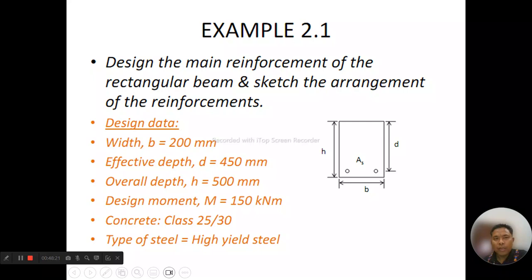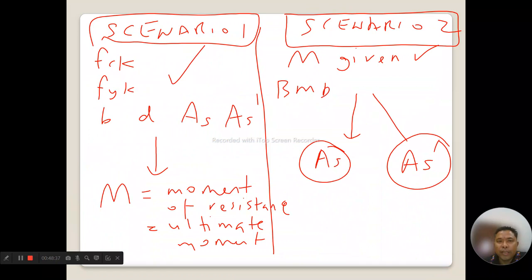Okay. Design the main reinforcement. This word meaning that you are required to find the reinforcement. If you refer back to our discussion before, saya ada tunjuk satu discussion di sini tadi, scenario 1 and scenario 2. Scenario 1 is giving you the reinforcement. You are required to find moment of resistance. Scenario 2, you are given bending moment but you are required to find area of steel.